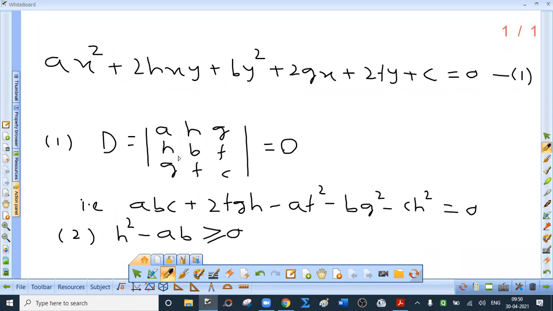But remember, this is not a matrix, this is a determinant. So a, h, g is first row, first column, and so on. So if this value of the determinant is 0 and h square minus ab is greater than or equal to 0, then this equation will represent a pair of lines.